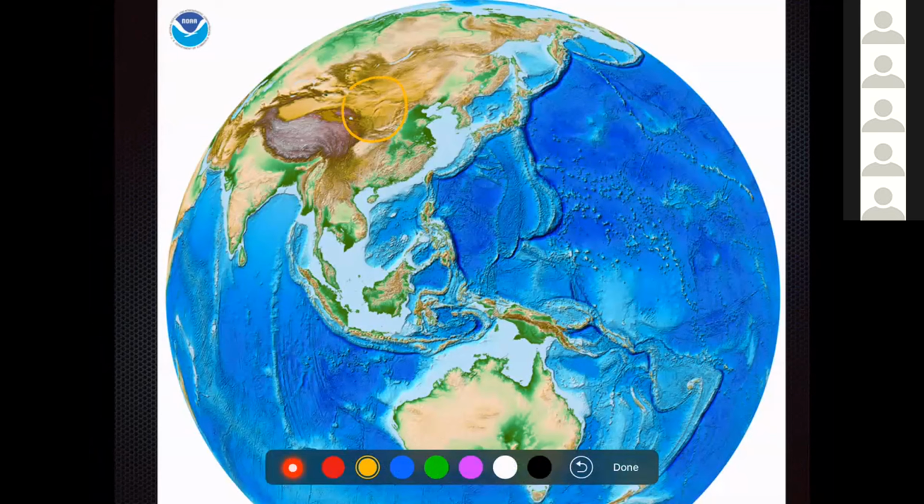We look at this and we can see that there is a great deal of heterogeneity in the morphology of the surface, from trenches, the fact that the ocean floor, as it goes towards the trench, gets deeper, to the great deal of heterogeneity that you see on the continent. And we want to understand this.